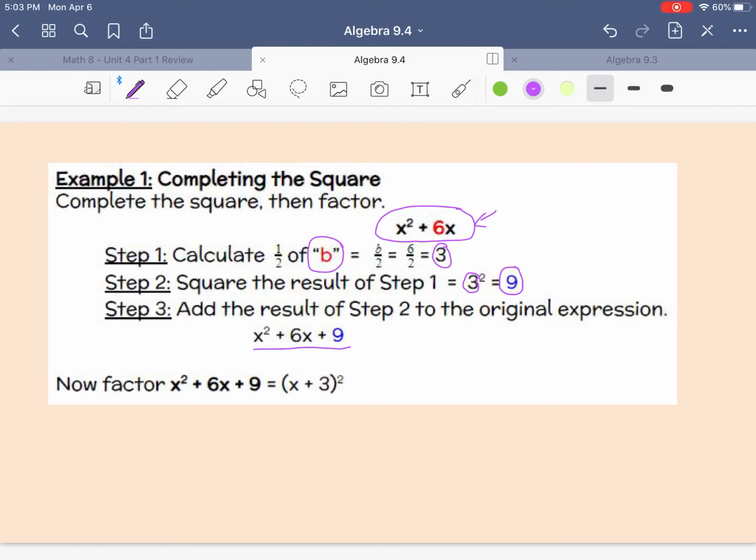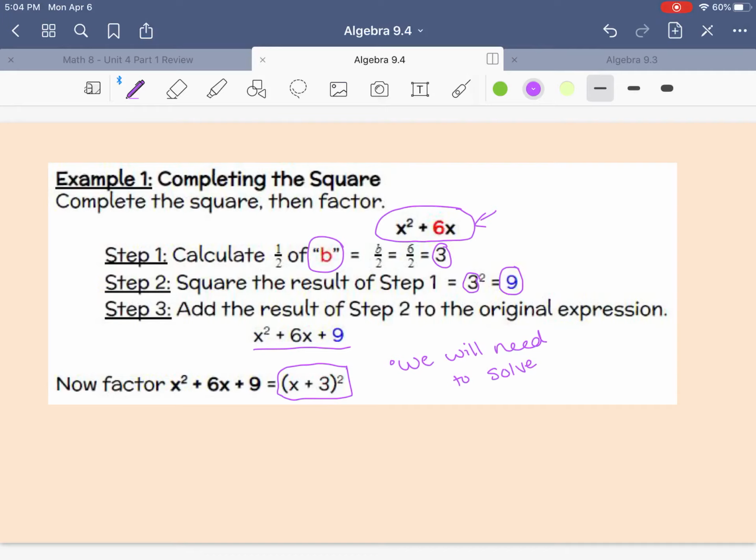Okay, and now we factor x squared plus 6x plus 9, and when you factor that, it comes out to be x plus 3 quantity squared. So we are factoring this because we will need to solve. So the factored form allows us to solve very quickly and easily.